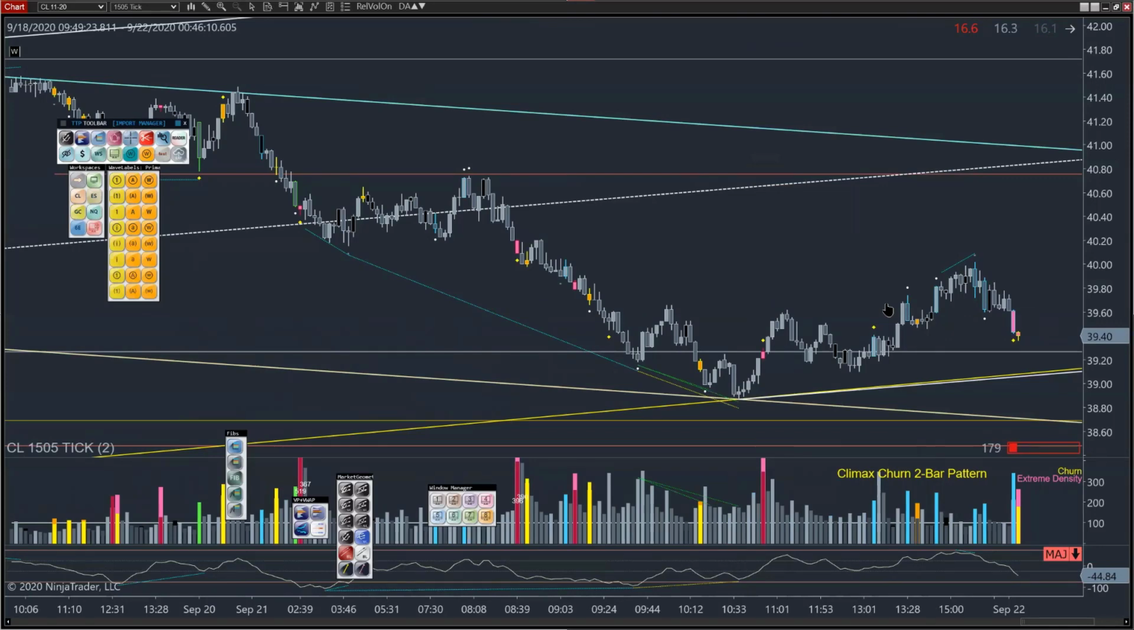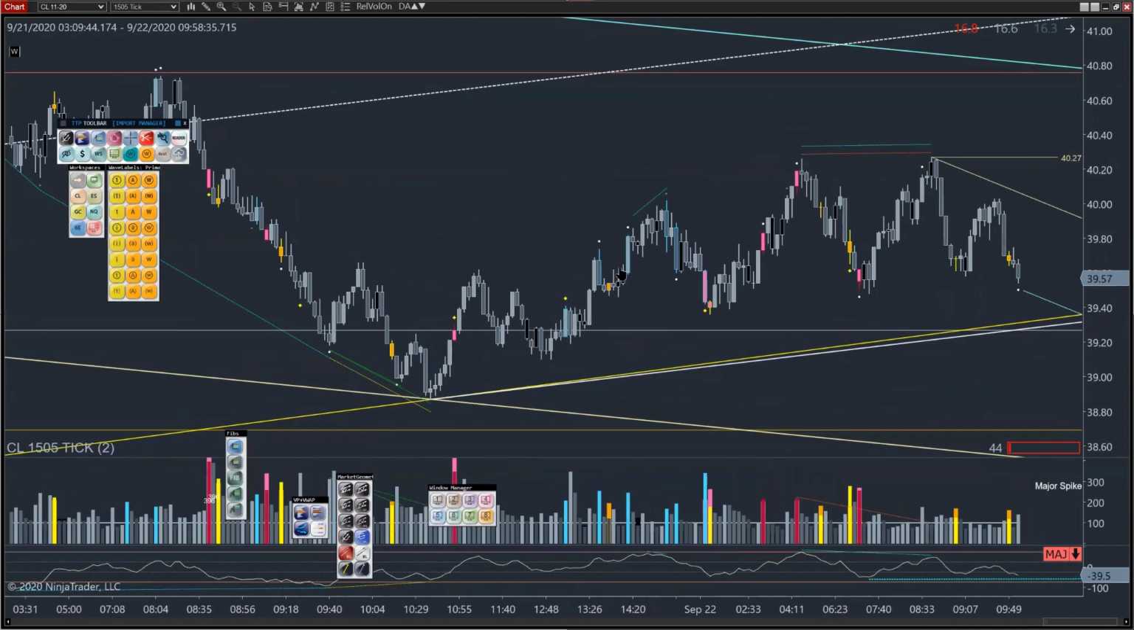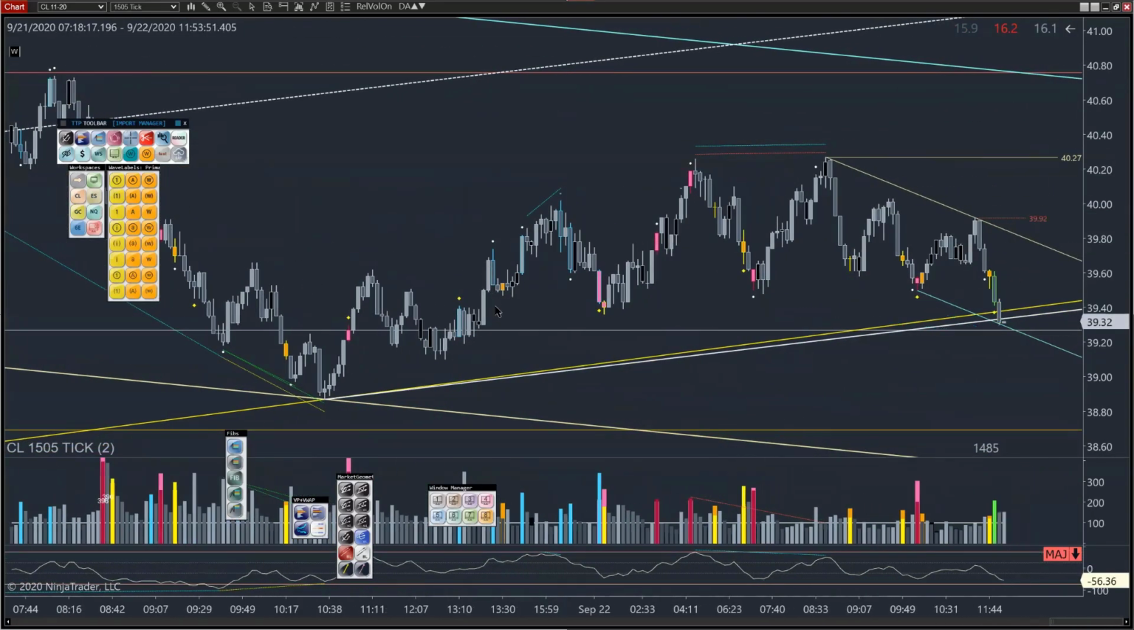Kind of curious. Oh, yeah, I was going to say, why is it showing up as not an extreme climax, but just a normal climax? It's because of these preceding really wide-ranging bars. In this case, the range just barely broke beyond the threshold of still being allowed to be called a churn bar.